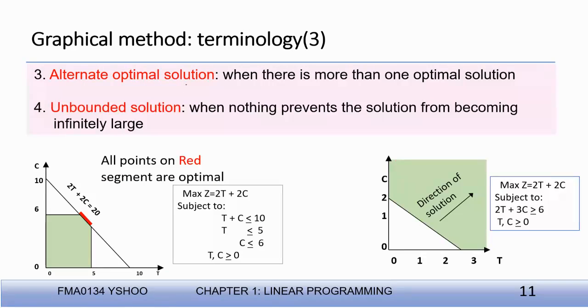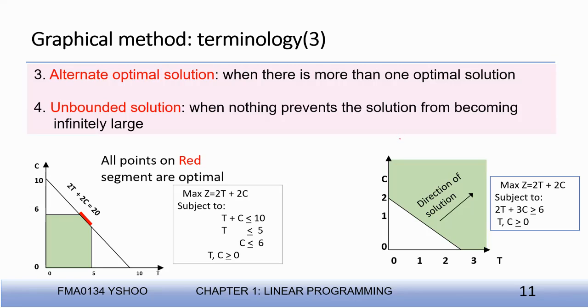Then this is a case we don't like to happen, the alternate optimal solution, where there is more than one optimal solution. If you look at it, this line 2t plus 2c equals 20 is an objective function line, and it overlaps with a constraint, giving you one straight line of solutions. That's when you have more than one solution.